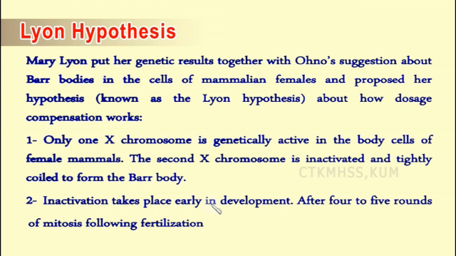Inactivation takes place early in development after 4 to 5 rounds of mitosis following fertilization. So this can take place only after fertilization, because only after fertilization is it determined whether the child is a boy or a girl. Only if it is a female child, one X becomes inactive. So after fertilization, the mitosis process starts, and after that the inactivation of one of the X chromosomes takes place. So this is about the Barr body.